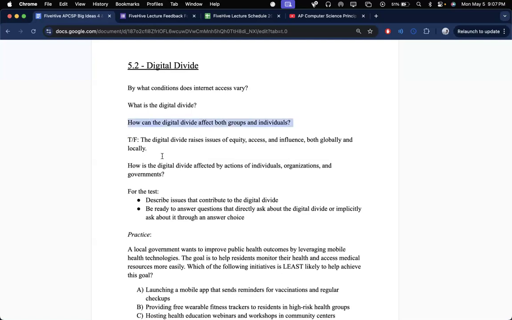All right. So true or false then? The digital divide raises issues of equity, access, and influence both globally and locally. What do you guys think?